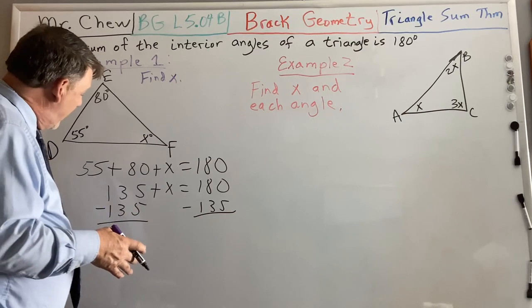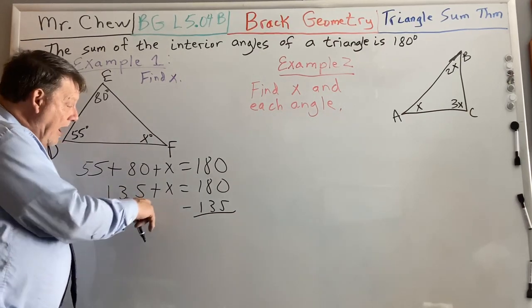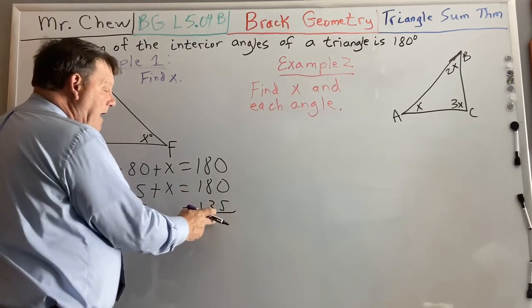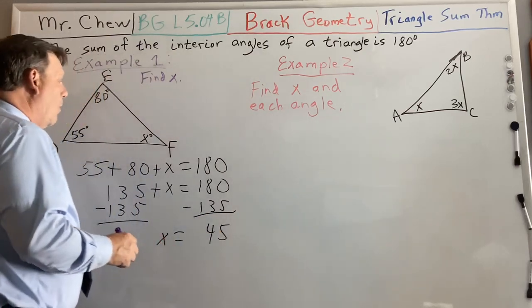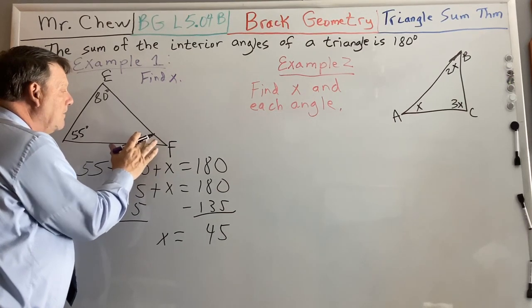Well, 135 minus 135 is 0, and 0 plus x is x, and 180 minus 135 is 45. So what does that mean? That means this is 45 degrees here.